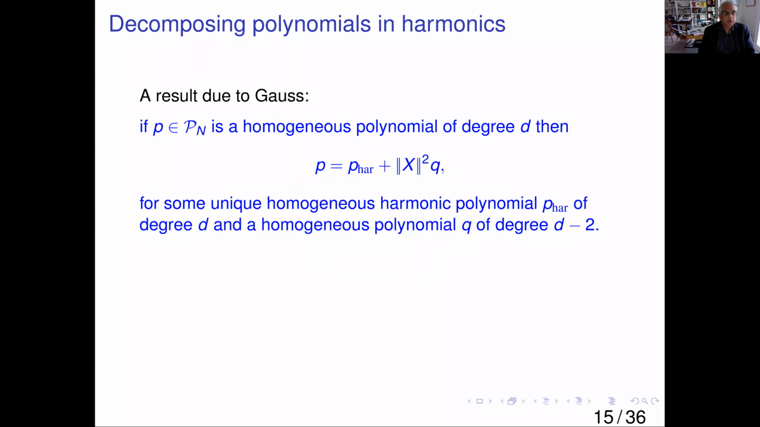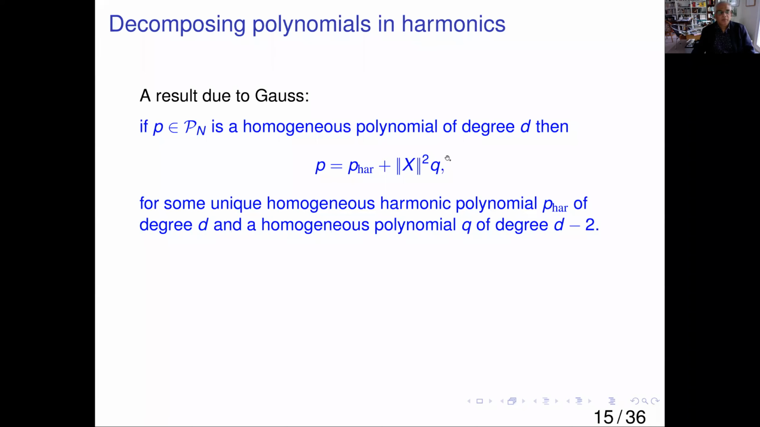Here's a result due to Gauss. If P belongs to Pn, is a homogeneous polynomial of degree d, then we can split it into a harmonic part and another part that is a multiple of x squared. Again, you take any homogeneous polynomial of degree d, you can write it as a sum of a harmonic polynomial and a polynomial that is a multiple of norm x squared. Norm x squared, recall, is x1 squared plus x2 squared plus up to xn squared. And this is a unique homogeneous harmonic polynomial of degree d, and the Q has degree d minus 2. The whole thing has degree d.